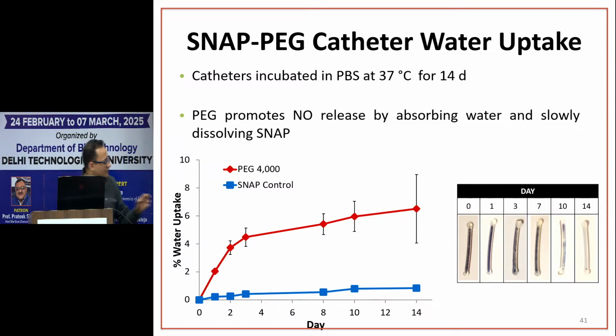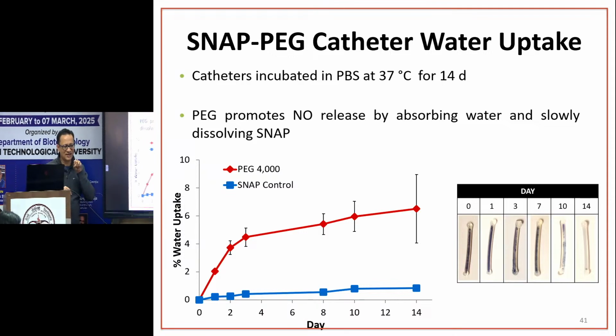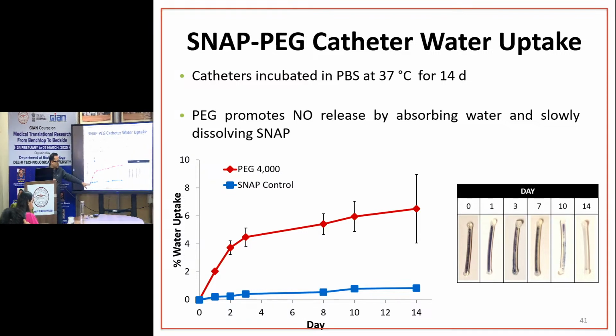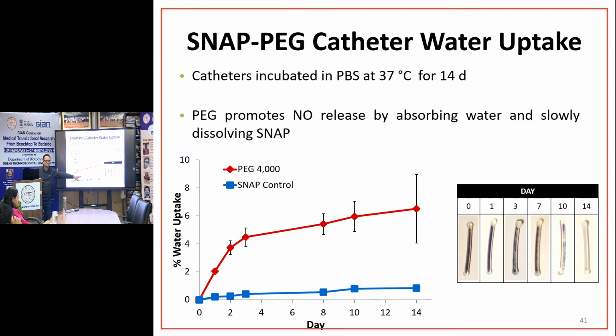Actually, I'm so sorry, I said this was NO release. This was not, I just saw. This is water uptake. Of course, if you have more water uptake, you can release more nitric oxide. So with only SNAP powder, water uptake is very low in that lumen. But if you have PEG in there, you are helping more water uptake, which can help in more nitric oxide release.